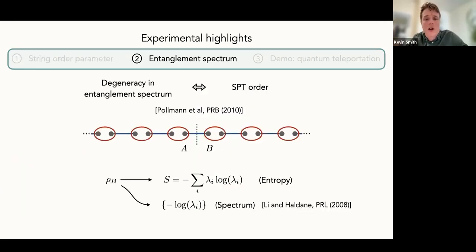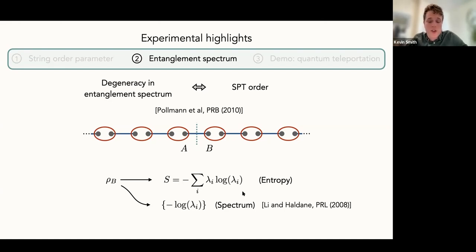Okay, then let me just flash some results for the entanglement spectrum. So the basic idea here is, first, what is the entanglement spectrum? The classic way to probe the entanglement between subsystem B and subsystem A is to compute something like the entanglement entropy. And the way you do that is you first compute the reduced density matrix for subsystem B, and you can find its eigenvalues and compute the entropy, which is a function of those eigenvalues.